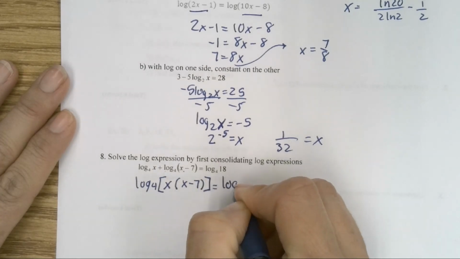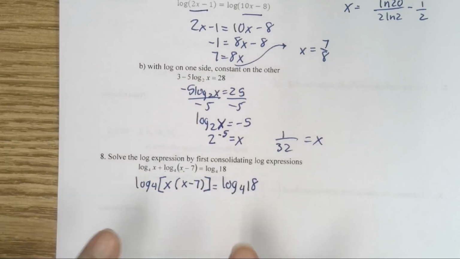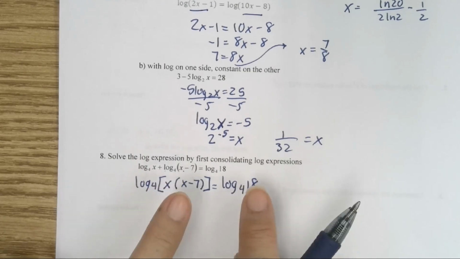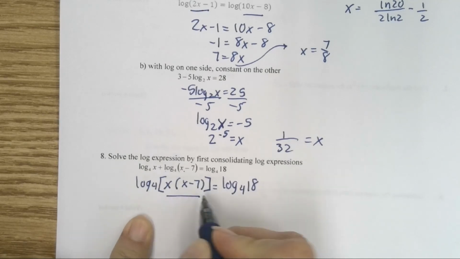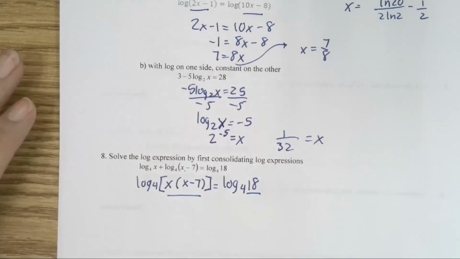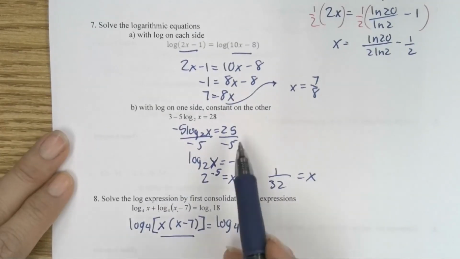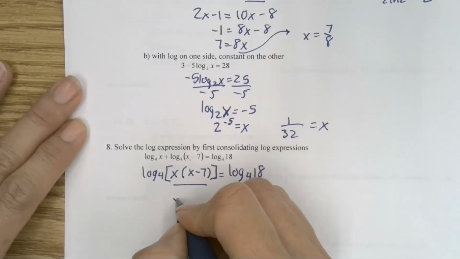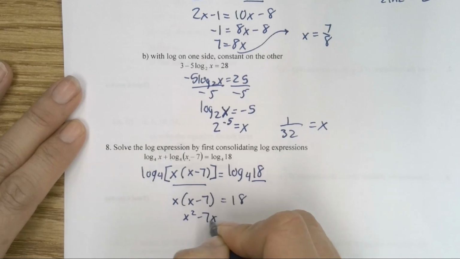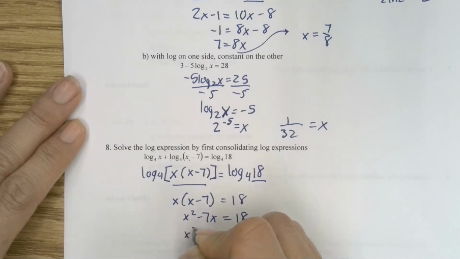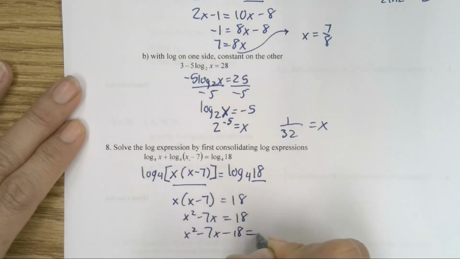And now, because I have a single log expression on both sides, same base, and I have log arguments, I'm going to set x times x minus 7 equal to 18, just like we did earlier on example A. So x times x minus 7 equals 18. X squared minus 7x equals 18. And we're going to factor. So x minus 9 times x plus 2 equals 0. X equals 9. X equals -2.